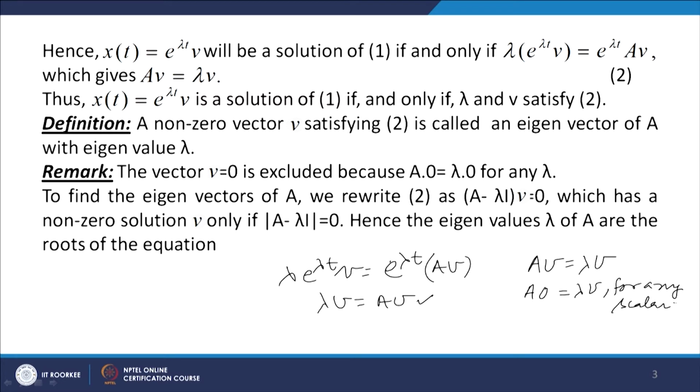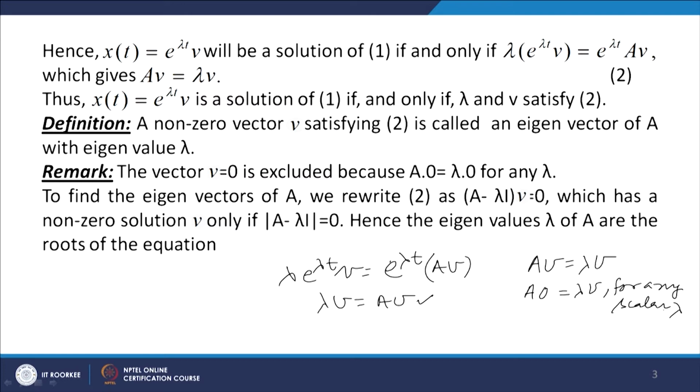So, we discard this case, and so the vector v equal to 0 is not allowed to be an eigenvector. So, we will say that a non-zero vector v which satisfies Av equal to lambda v will be an eigenvector of A associated with the eigenvalue lambda.